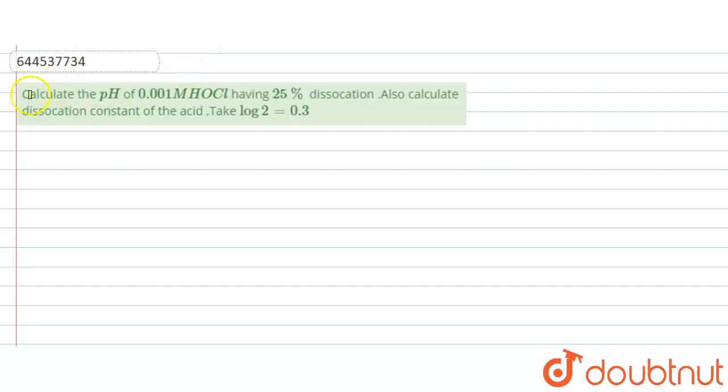Our question is: calculate the pH of 0.001 molar HOCl having 25% dissociation. Also calculate the dissociation constant of the acid, and log 2 is given as 0.3.